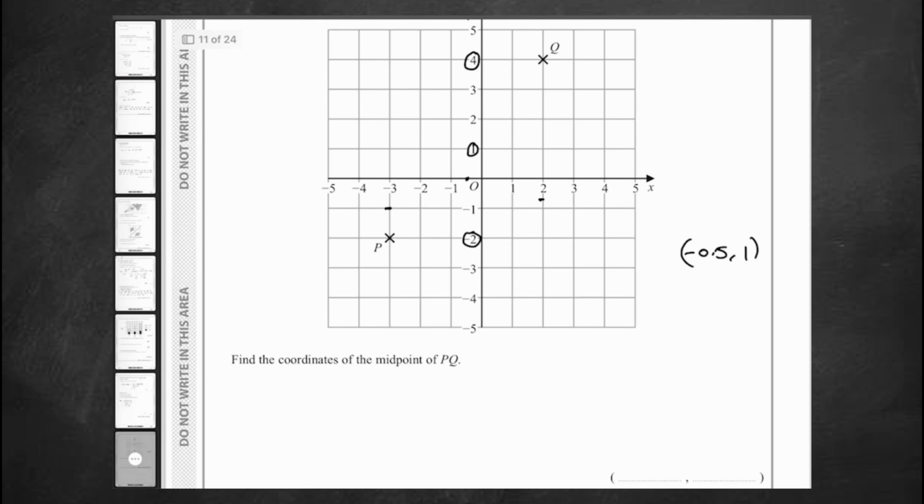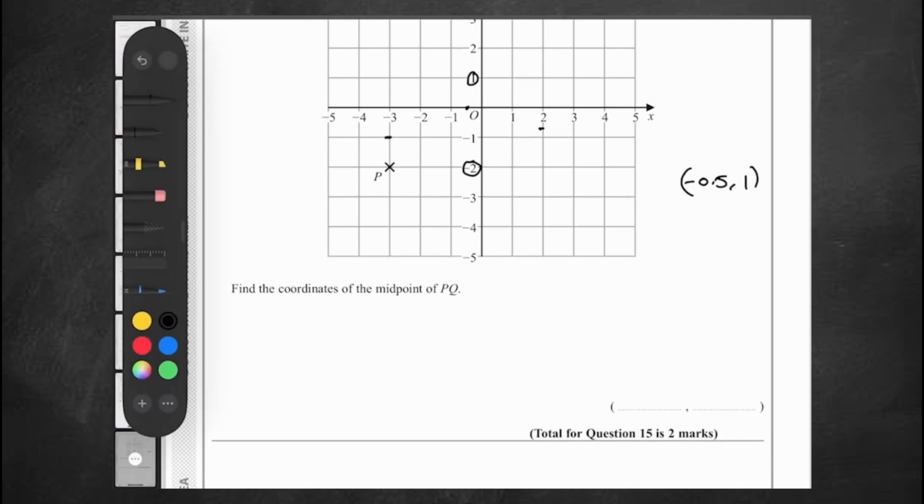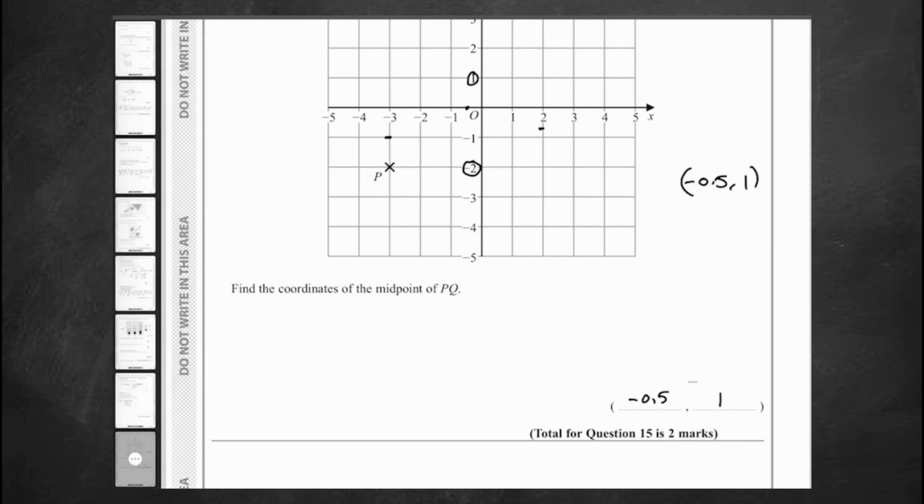Alternatively, you can draw a line and work it out that way. I just think it's a little bit easier to just look at the x and the y values individually.